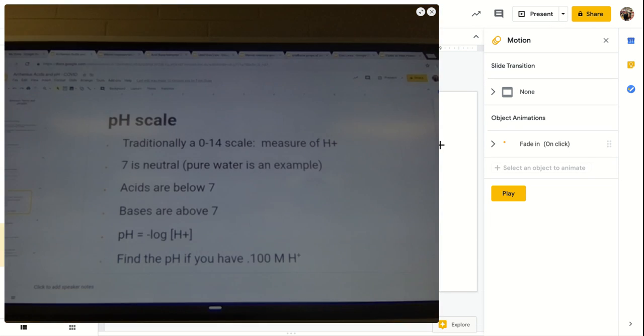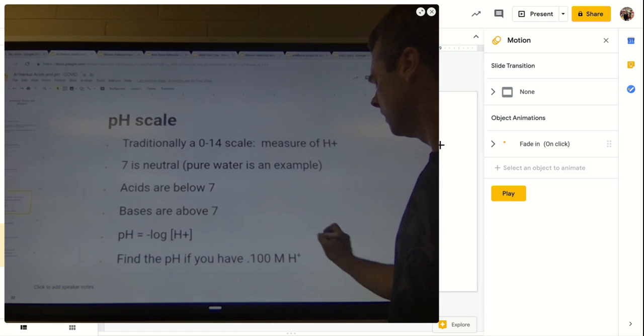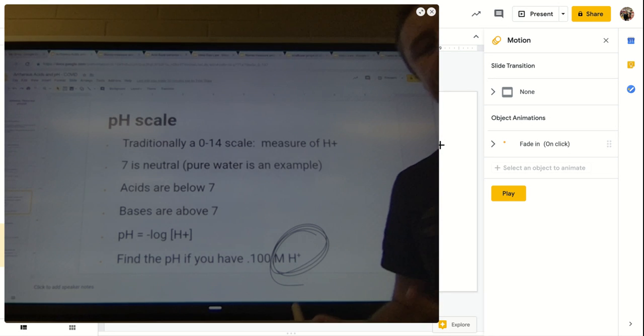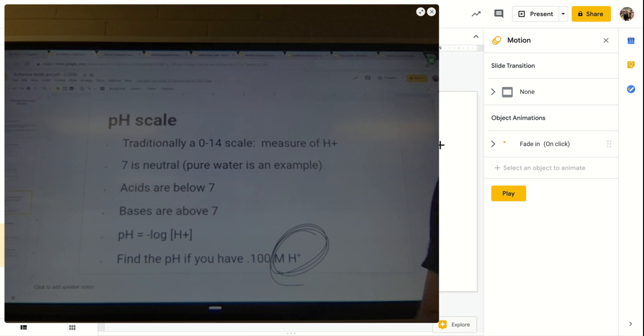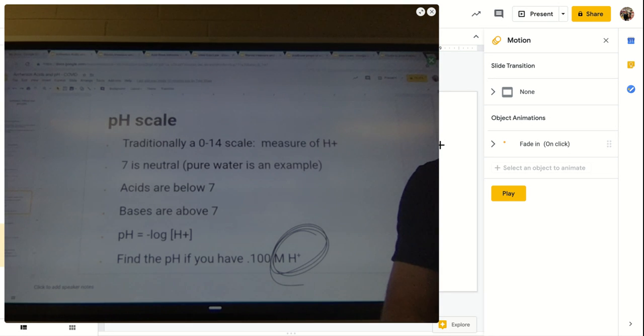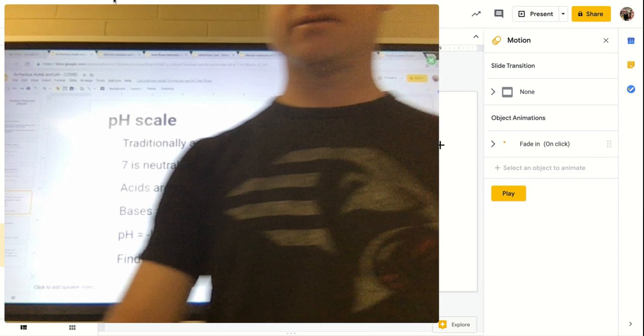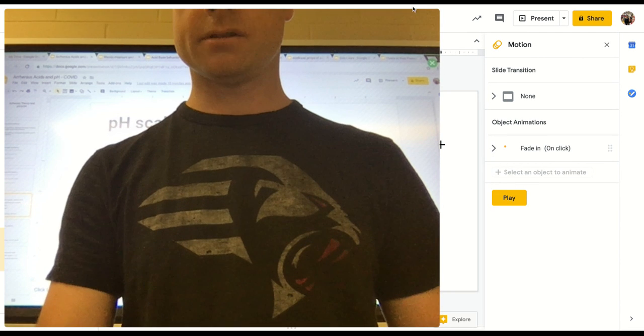So I don't know if you guys can see this on the board here. The key to doing the pH scale is that you're given H+. If you're not given the H+, then you can't type this in and expect to get pH. Okay, I'm going to show you the other scale, and I'm going to show you how these tie together.